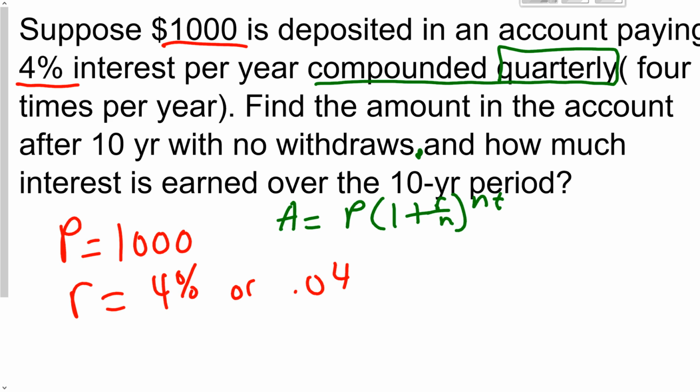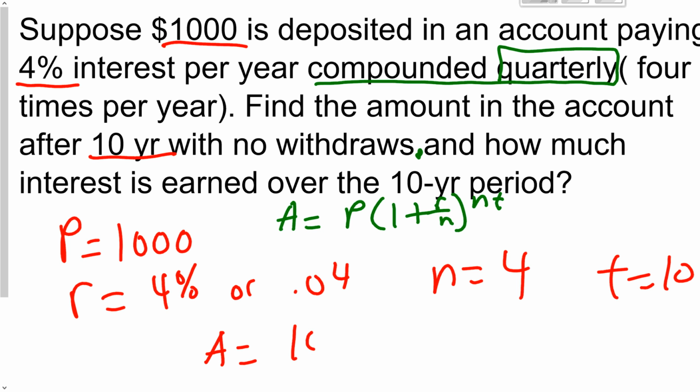Okay, so compounded quarterly, that means 4 times per year, so that's our N. So our N equals 4. And then our T is for how long? Well, how long is right here? 10 years. So our T equals 10. Now we can enter all those in.